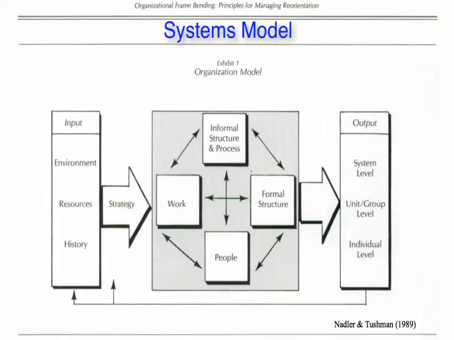In this particular example, it talked about inputs coming from the environment, your own resources, your history. Then you've got some kind of strategy that takes place, and your company works with that, with its people, its structure, everything else, some kind of process change occurs, and then you output something, whether it's at the individual level, a new product, or something that's going out to your customers, whatever, right? There's some kind of input, process, and output. And we see this within our businesses all the time.